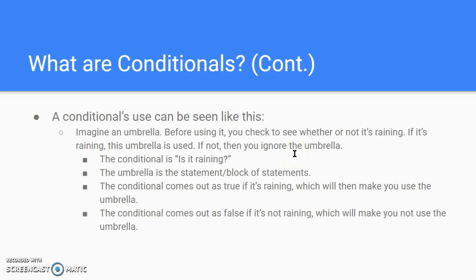Imagine you had an umbrella, and then the condition was whether or not it was raining. If it is raining, then it is considered true, and you will use the umbrella. If it's not raining, then it will be considered false, and you won't use the umbrella. The umbrella is then considered as the statement or block of statements. The conditional is: is it raining? And the conditional will only run the statements if it's true and won't if it's false.